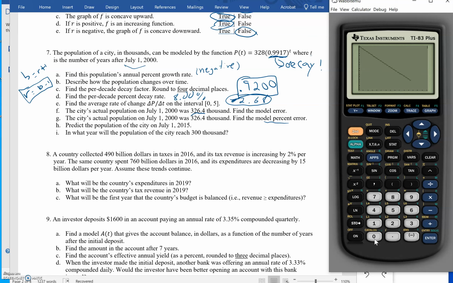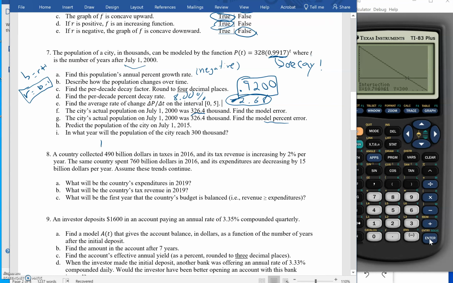And then we'll do zoom fit. And hopefully we'll see our intersection point here. There it is. And so that is 10.71 years. Now, if we started in July 1st, 2000, that would be July 1st, 2010, but 0.71 is greater than 0.5, so that would be more than half a year. So 2011 would be our year.